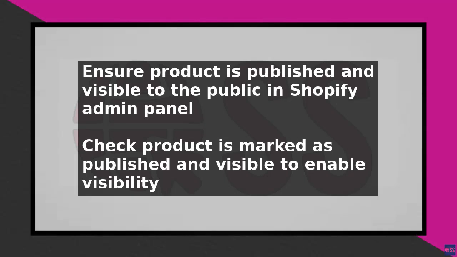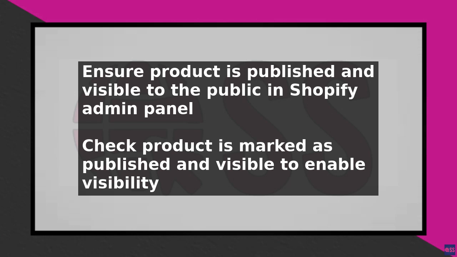To fix a product not showing on Shopify, follow these steps. First, ensure the product is published and visible. Log into your Shopify admin panel and navigate to the Products section. Check if the product is marked as published and visible to the public. If not, click the product title and toggle the published and visible options to enable them.